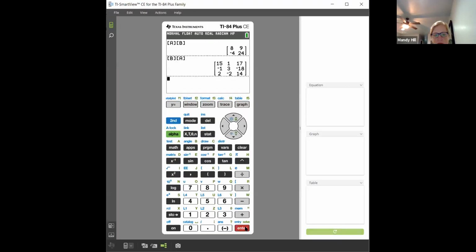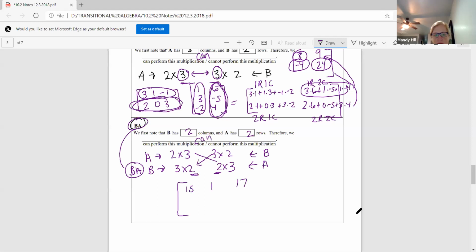It's definitely possible. It's a really big matrix, but notice that we were able to perform it because we had those things that matched up. I'm not going to do this one by hand. Jot this down. But when we go back to the page we're on, you can perform it. And the answer was 15, 1, 17, -1, 3, negative 18, 2, negative 2, 14.